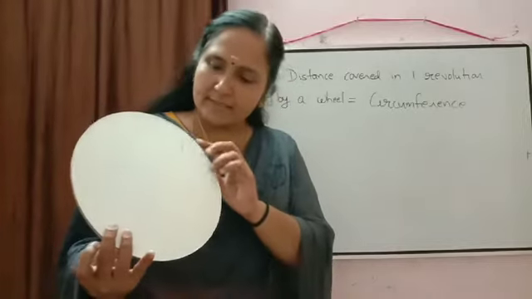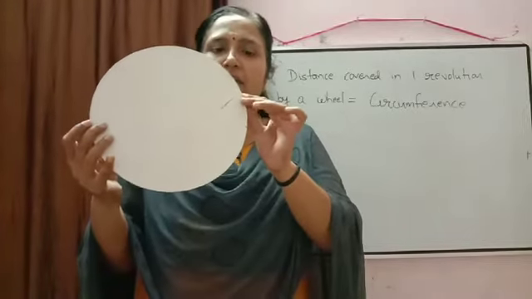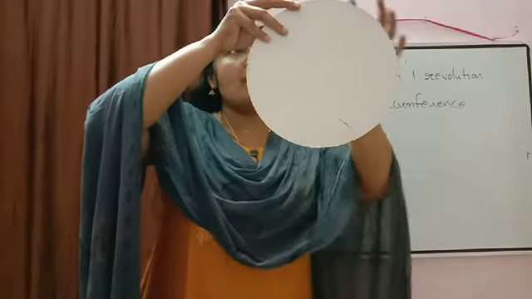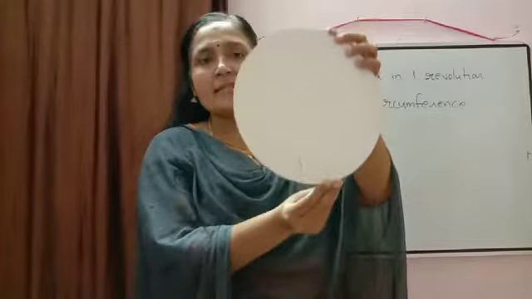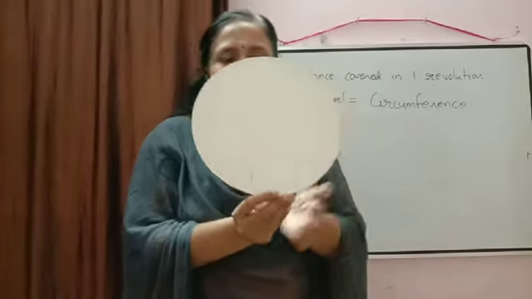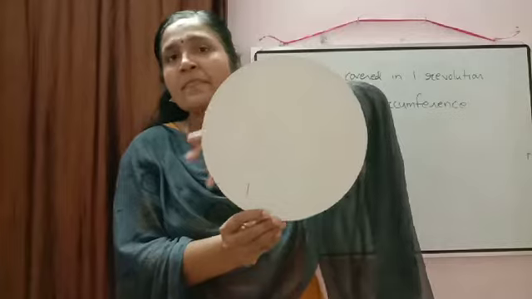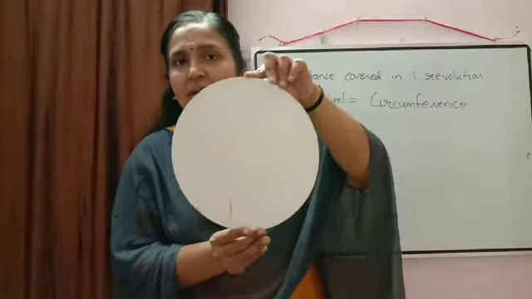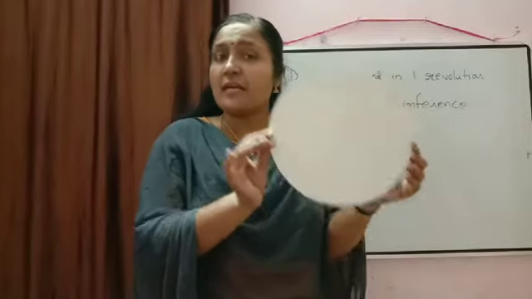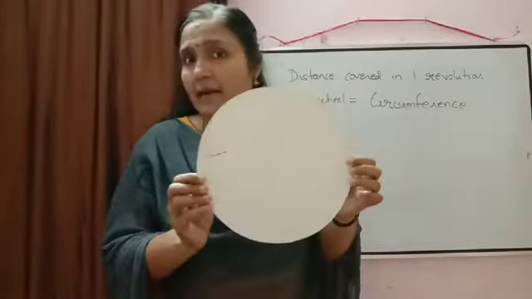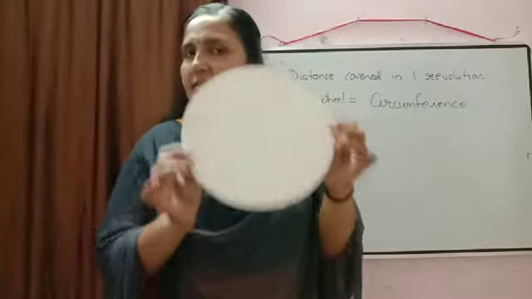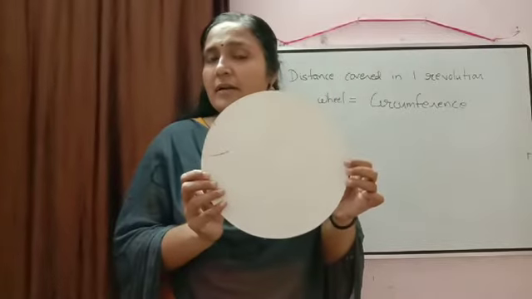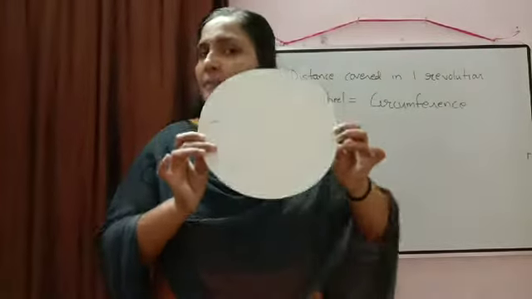So you check here, just to check, here is the point. If I rotate this one to get this point again, I have to cover this much distance. This much distance I have to cover, and this distance is called its circumference. So when you are considering a wheel, the distance covered by a wheel in one revolution is equal to its circumference. Clear? Distance covered in one revolution is equal to the circumference of the circle.